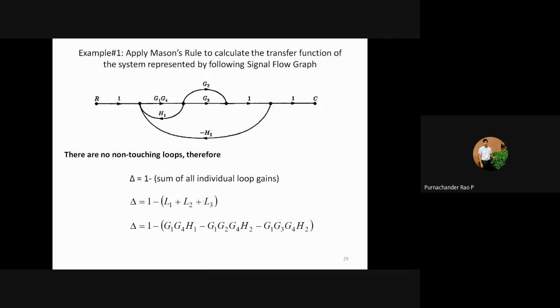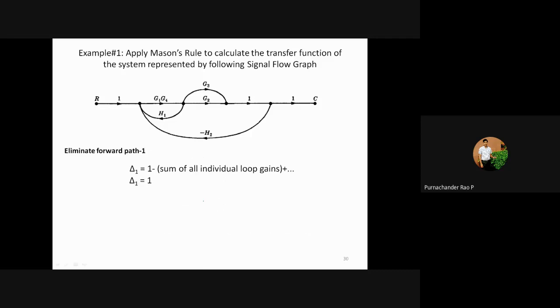Then after that, we need to find out delta 1 and delta 2. Okay, so delta 1 is nothing but delta, but with only the part of the loops which are not touching the first forward path. So this is your L1, this is L2 and this one is L3. Okay, so L1 is touching the forward path, L2 is touching the forward path, and L3 is touching the forward path.